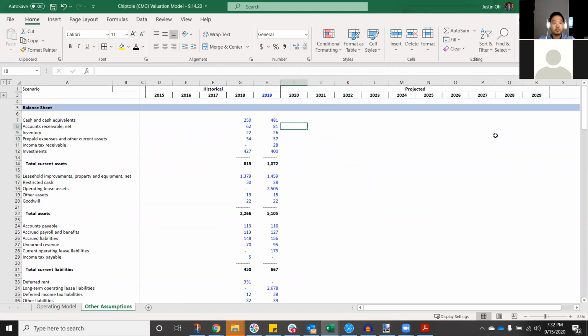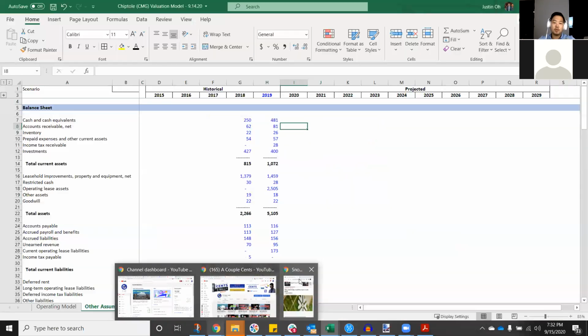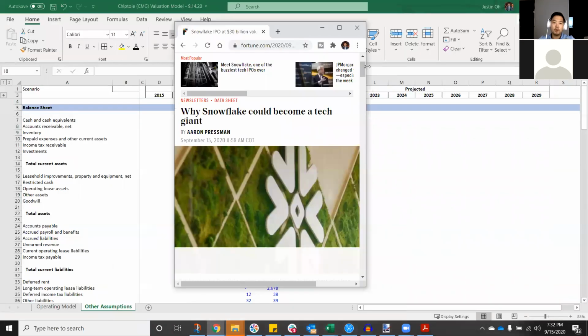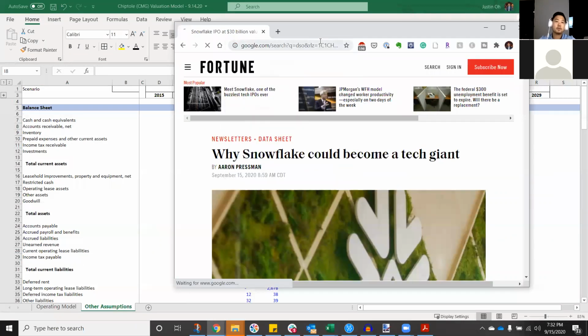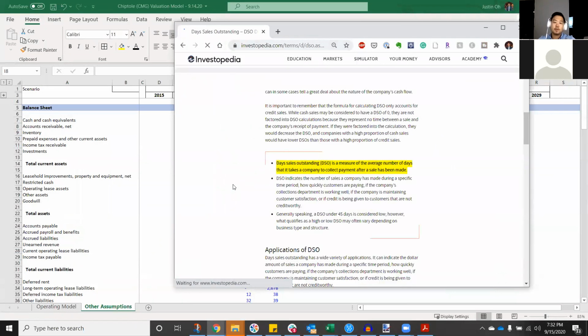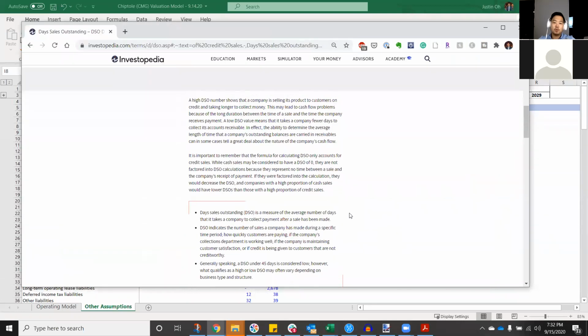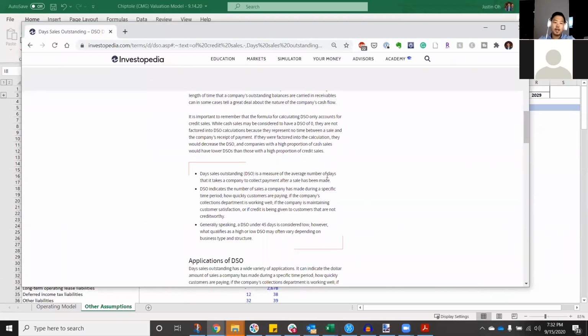I'm going to drive it from here. So accounts receivable generally are driven by days sales outstanding. Just to remind you all the formula, good old Investopedia. The concept of days sales outstanding is, once you've sent an invoice or made a sale, how long does it take for you to collect payment on that?